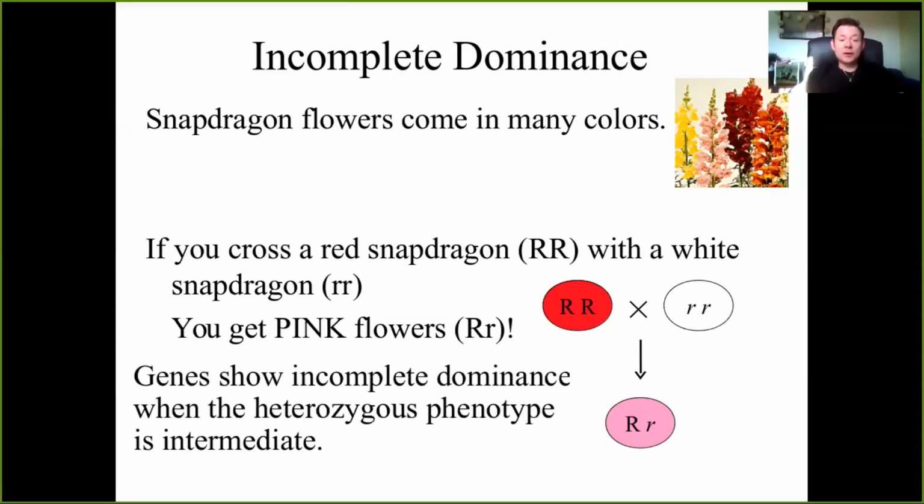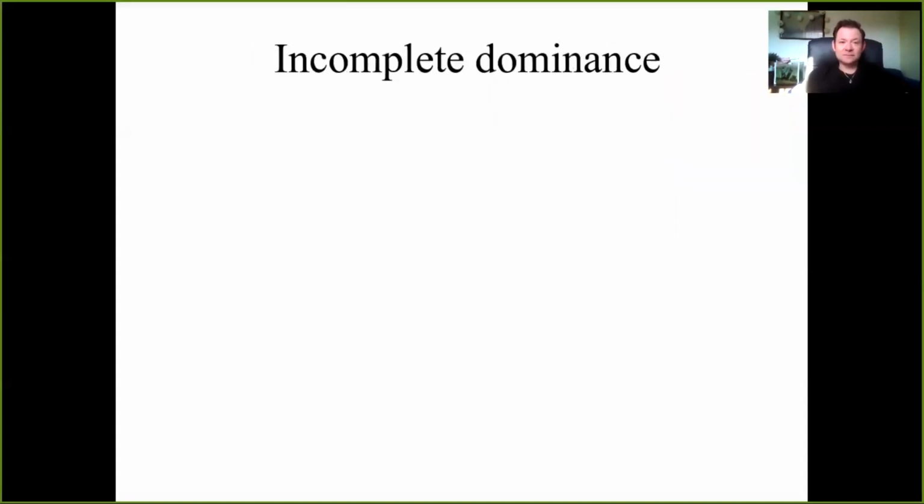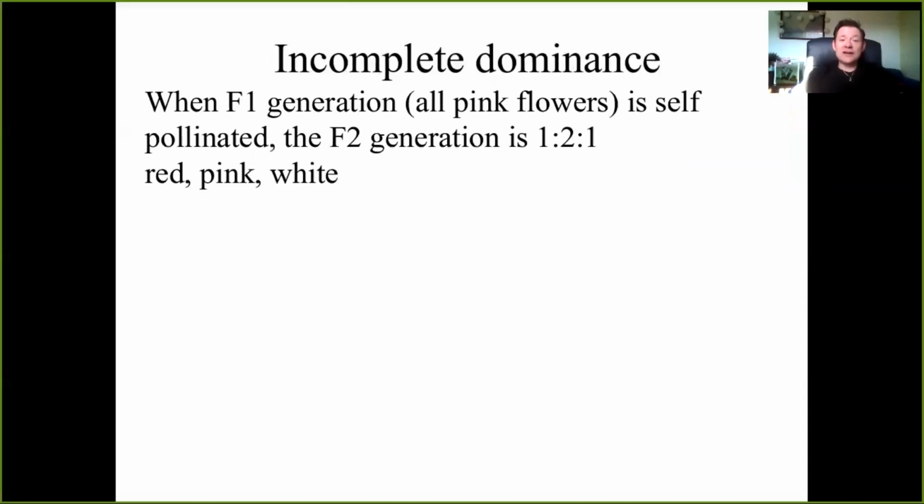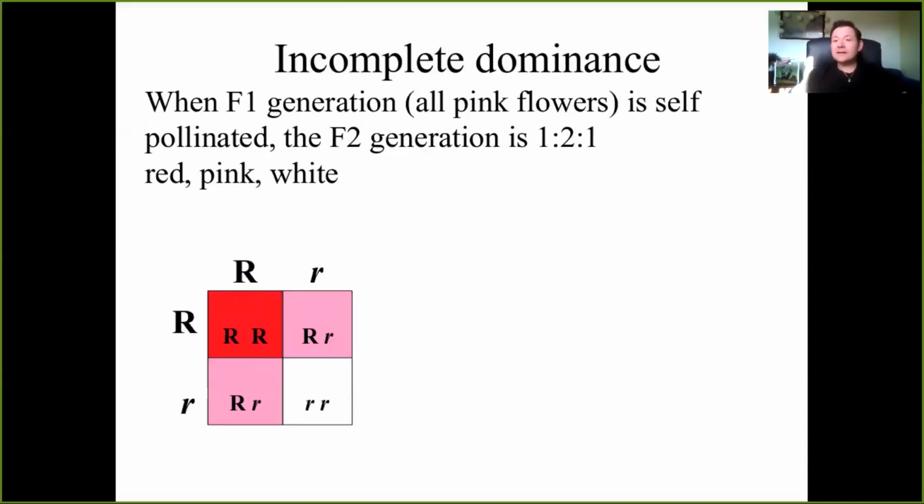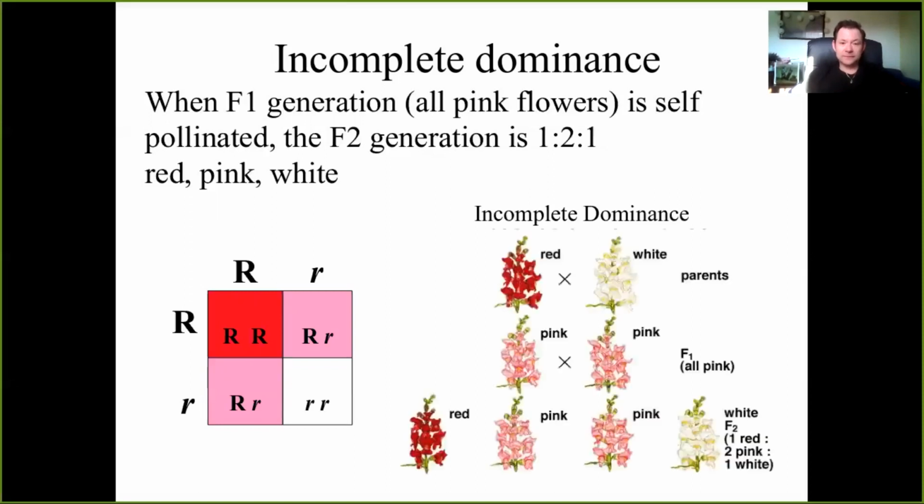Genes show incomplete dominance when the heterozygous phenotype is intermediate. So when the F1 generation, all pink flowers, is self-pollinated, the F2 generation is 1, 2, 1: red, pink, white. So if you get a Punnett square like this, you know you're dealing with incomplete dominance. And there are the possible offspring that you get from that.